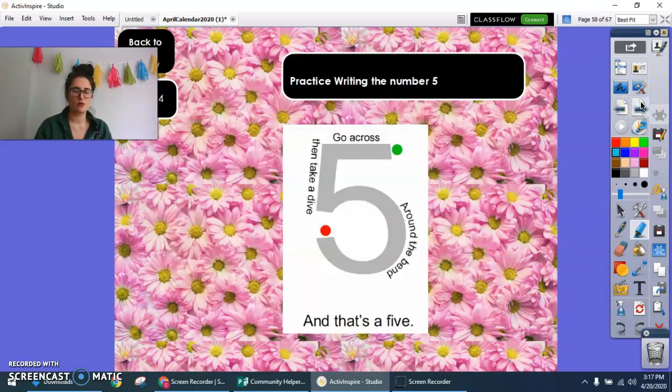All right, last question. Practice writing the number 5. Go across, take a dive around the bend, and that's a 5. I want you to write 5 5s, and that is where I'm going to leave you today, practicing writing your 5s nicely and neatly so that they match the one on the screen. Go across, take a dive around the bend to make a 5. Make sure that your 5 is facing the right direction and not backwards.